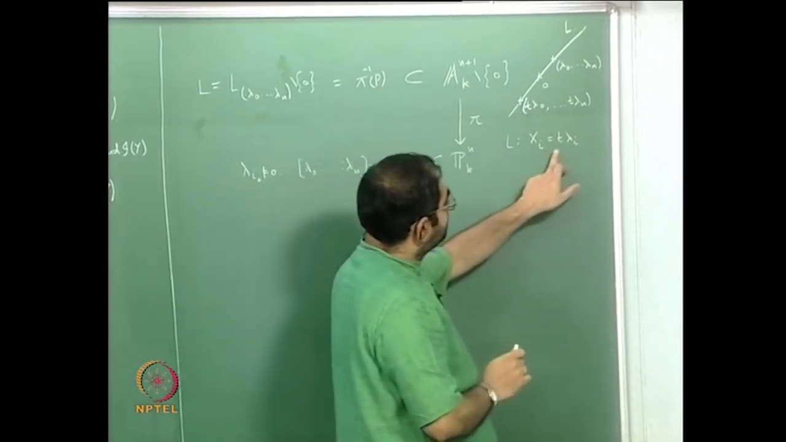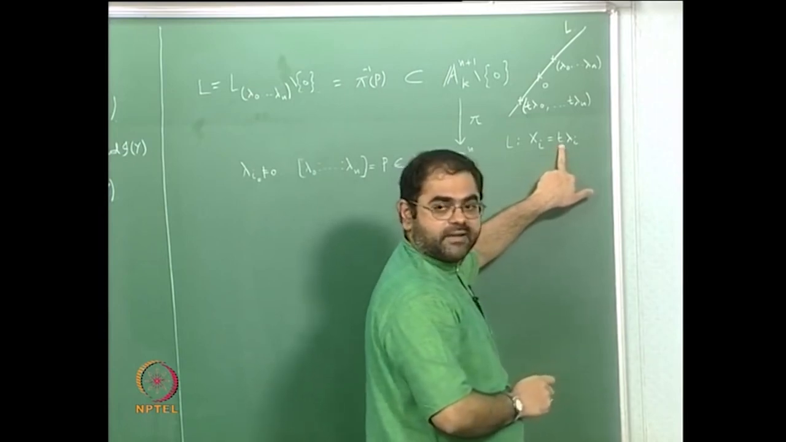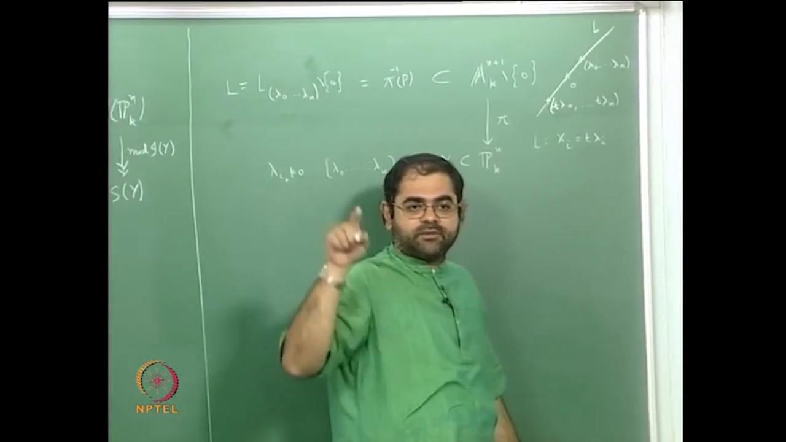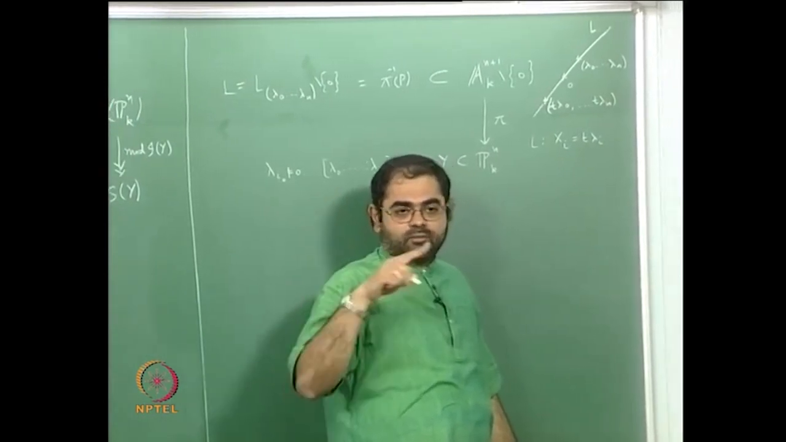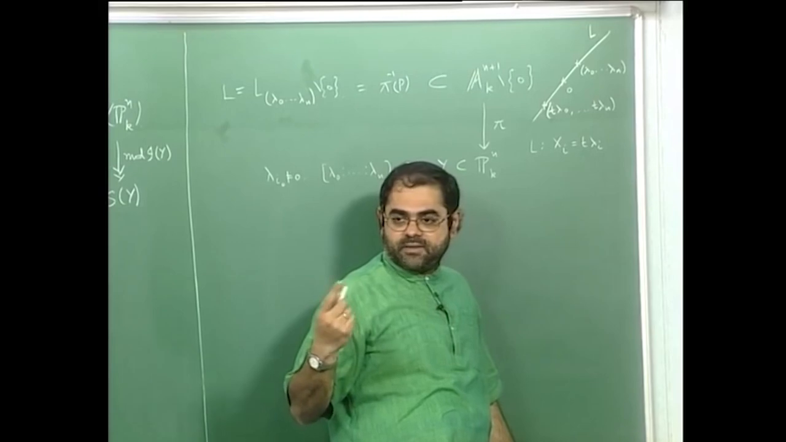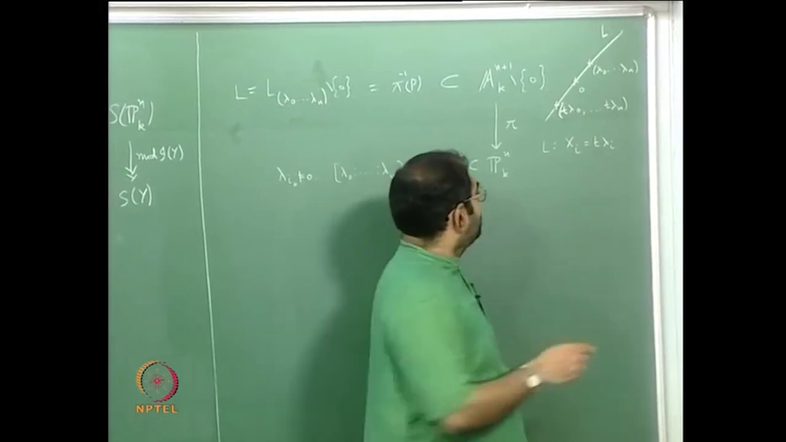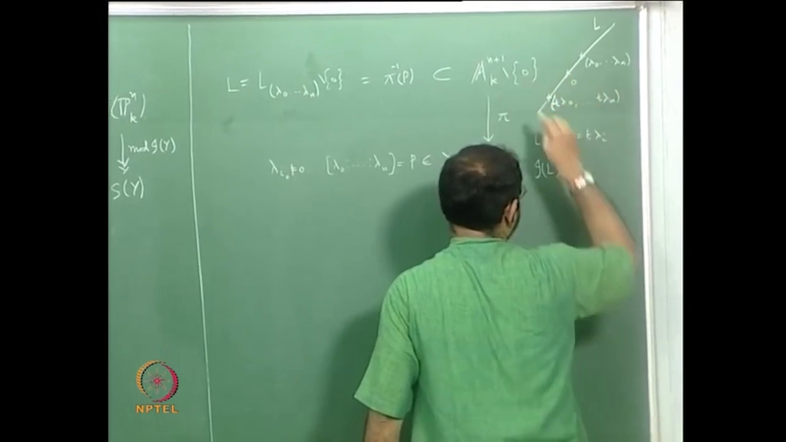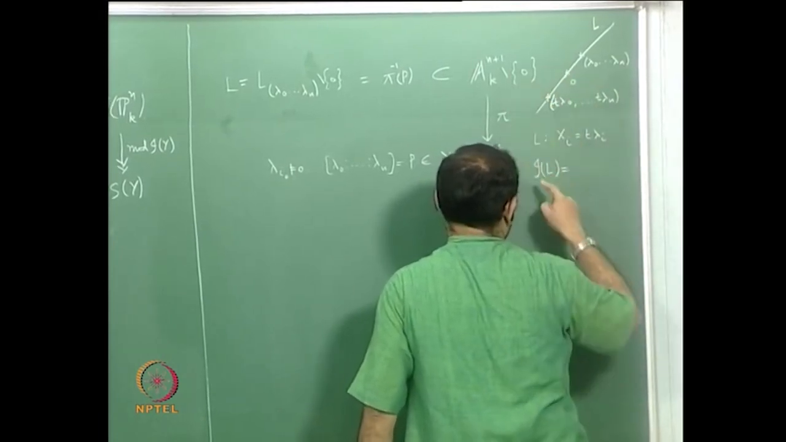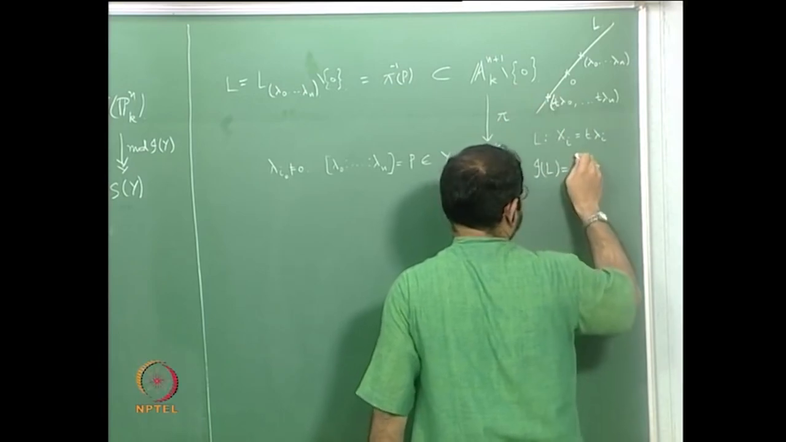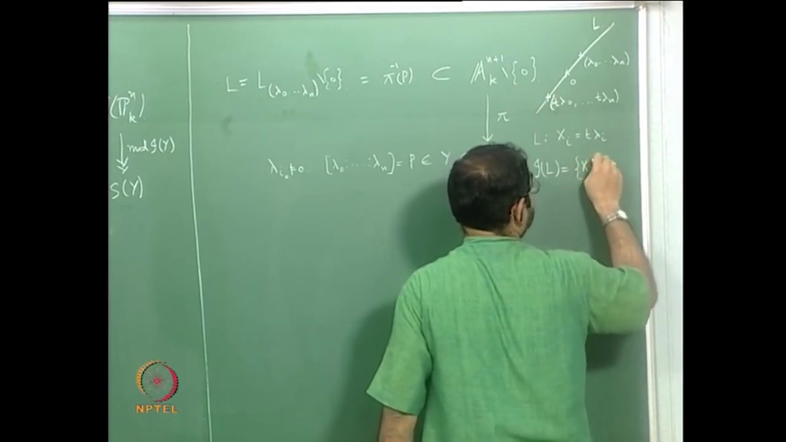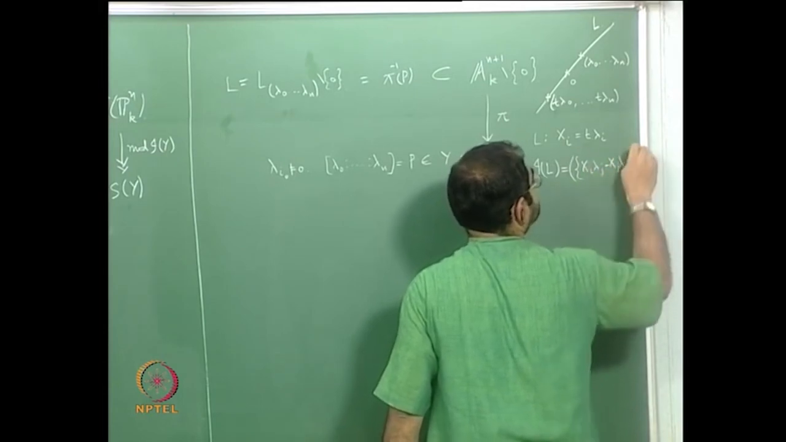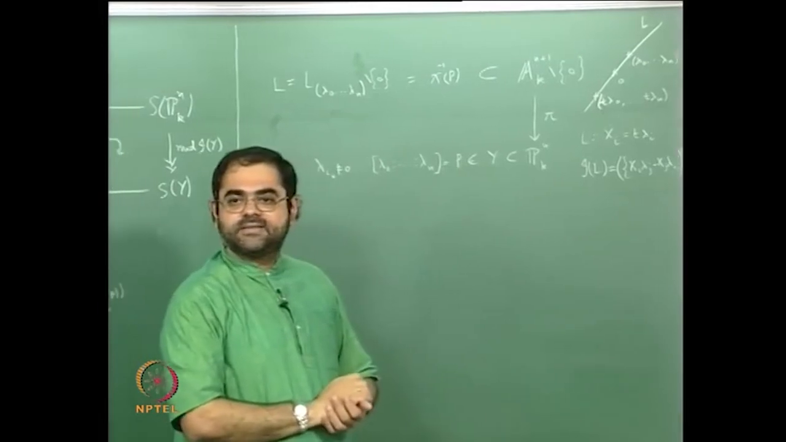Okay, and if you eliminate t, you will be writing x_i by lambda_i is equal to t is equal to x_j by lambda_j, but then you cross multiply it because some lambda_i or lambda_j may be zero. So you will get that the ideal of this line in affine space, of polynomials that vanish on this line, is just the ideal generated by x_i lambda_j minus x_j lambda_i. It is just this ideal.